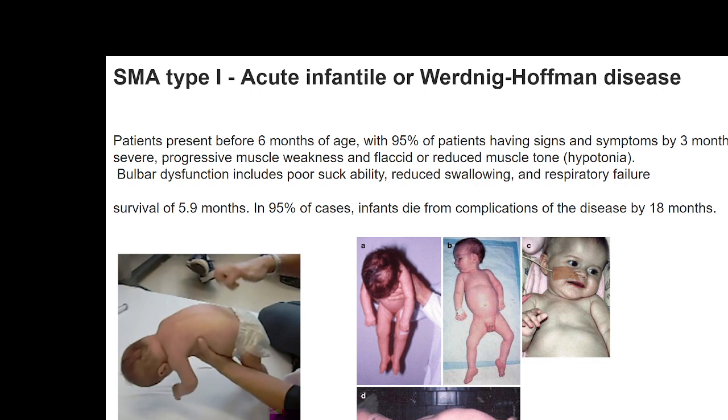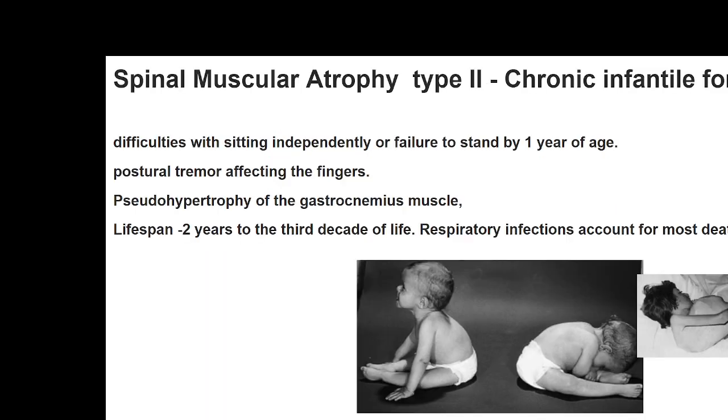All the treatment would be to maintain proper respiration and proper oxygenation, so regular suction of the respiratory tract, and then oxygenation if necessary, providing oxygen from outside. The other major challenge would be to maintain nourishment and nutrition, but the outcome is very poor in type 1 spinal muscular atrophy.